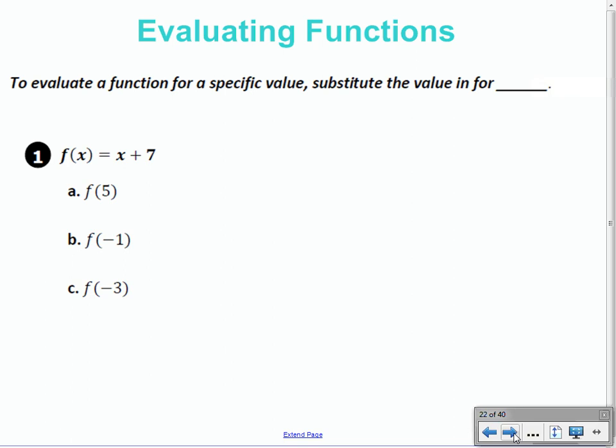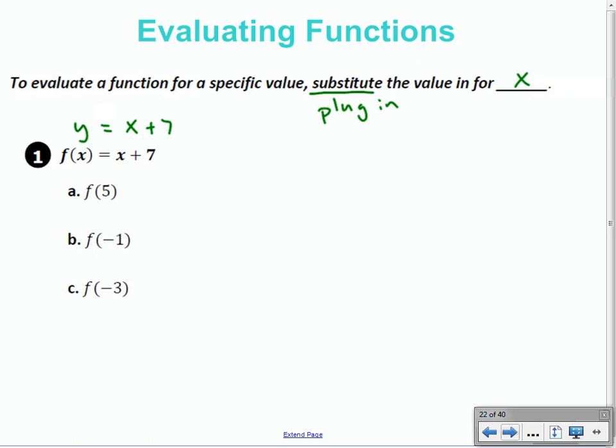So evaluating functions. To evaluate a function means that we're going to substitute, which means plug in, a specific value for the x in a function. So in this case, our function is f of x equals x plus 7. Mentally, you can think of this as just y equals x plus 7. This isn't a multiple choice question, it's a multiple part question. We want to find f of 5, f of negative 1, and f of negative 3.